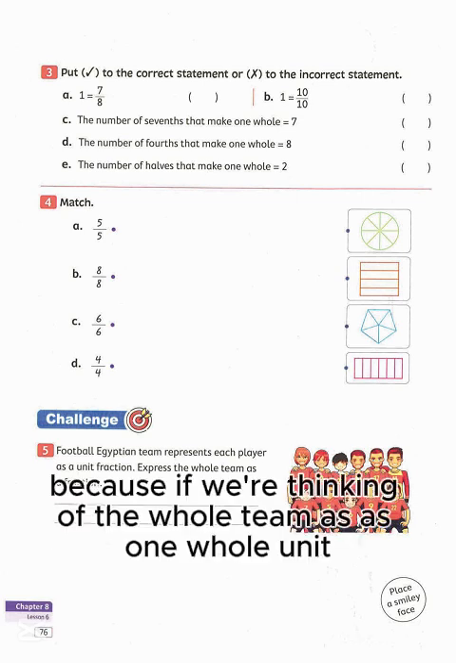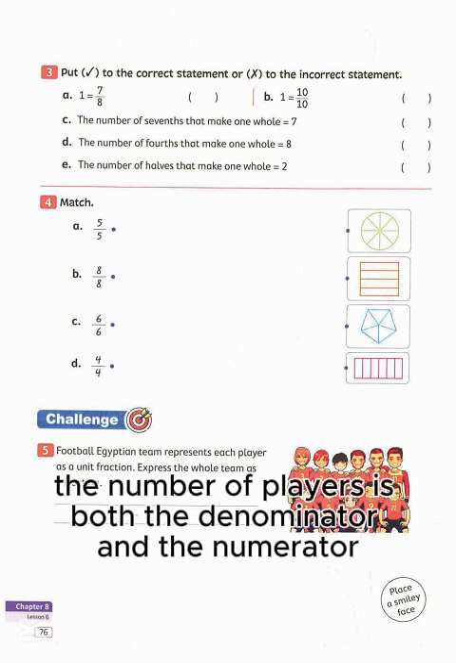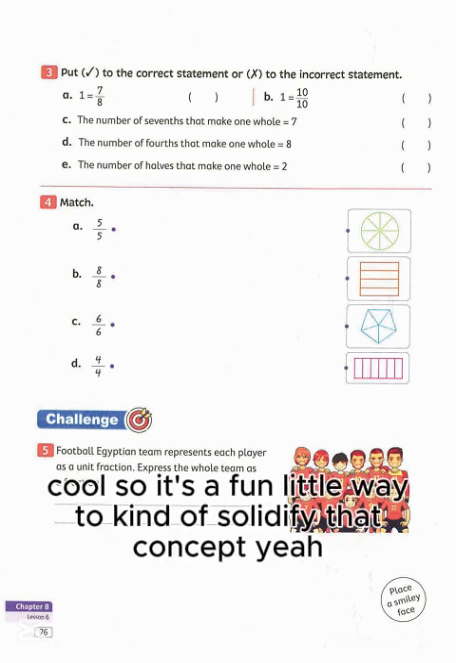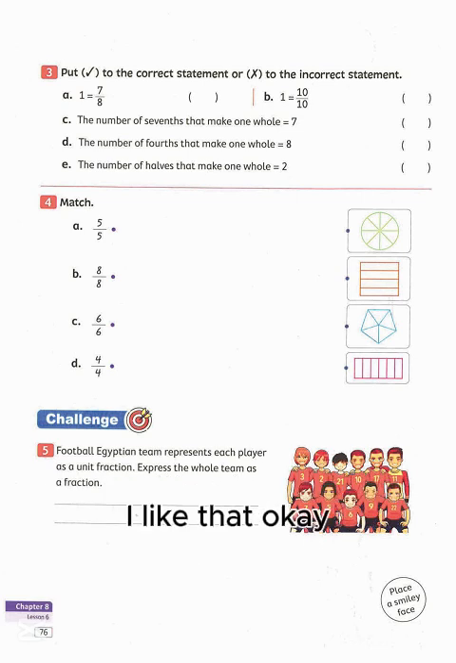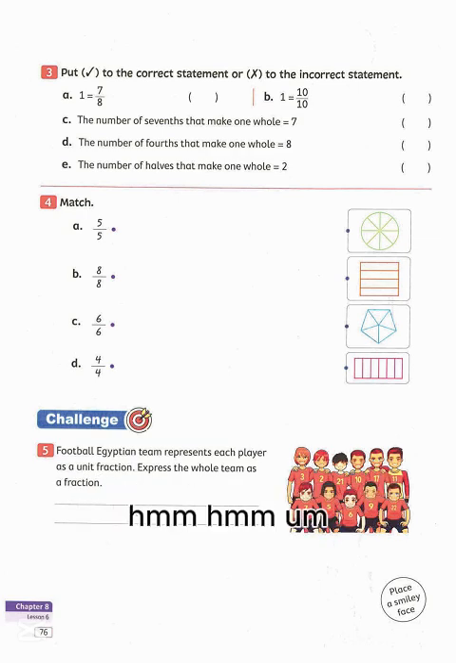That's right, because if we're thinking of the whole team as one whole unit, then each player is a fraction of that. And so the number of players is both the denominator and the numerator in this case, because we're talking about the whole team. So it's a fun little way to solidify that concept. I think we've got a good grasp on how these unit fractions come together to make a whole.